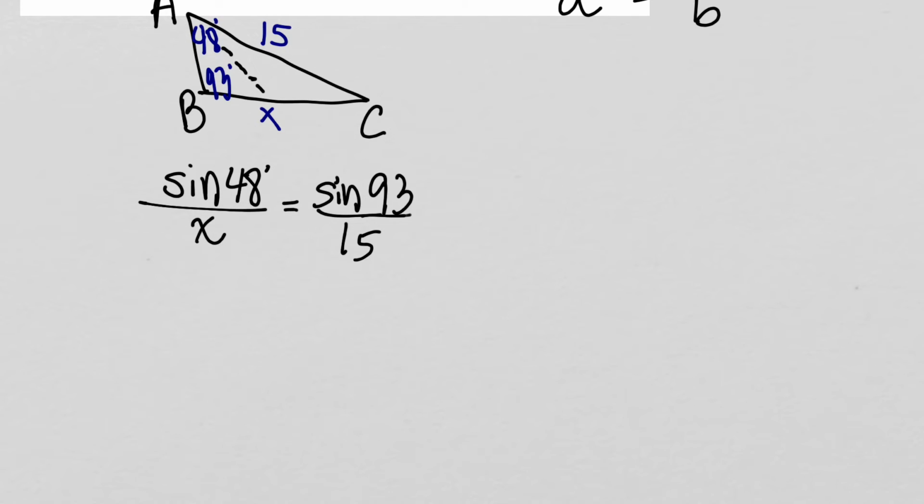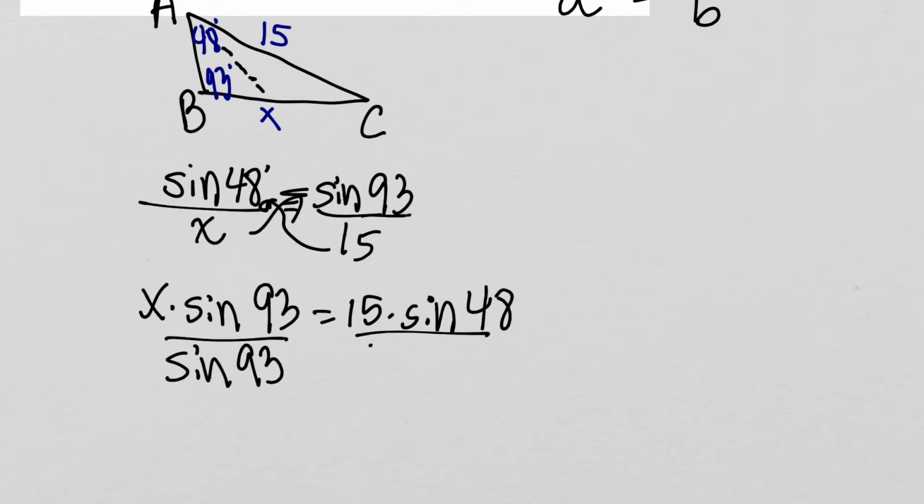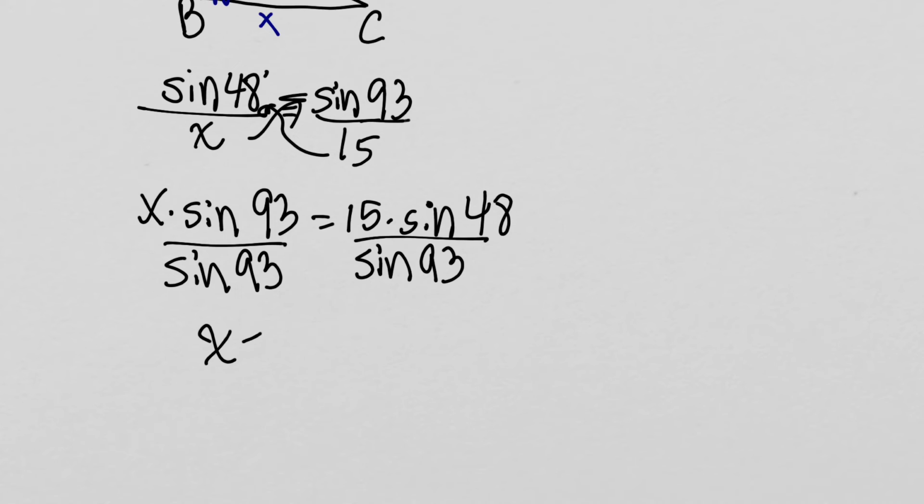So let's go ahead and solve this by cross multiplication. So I got my X times sine 93 to equal 15 times sine 48. We want to solve it for X, so let's move sine 93 to the right. It's attached by multiplication, so the opposite is to divide. And now this is what I'm going to put in my calculator. 15 times sine 48 divided by sine 93.